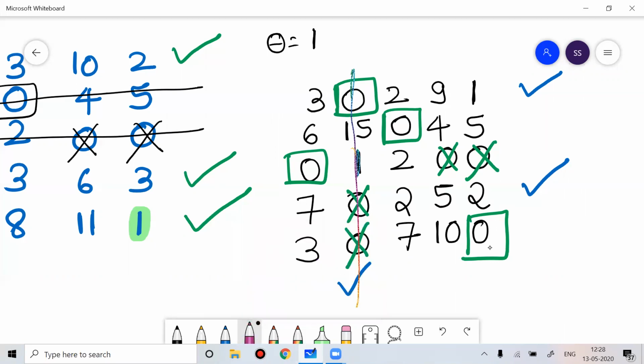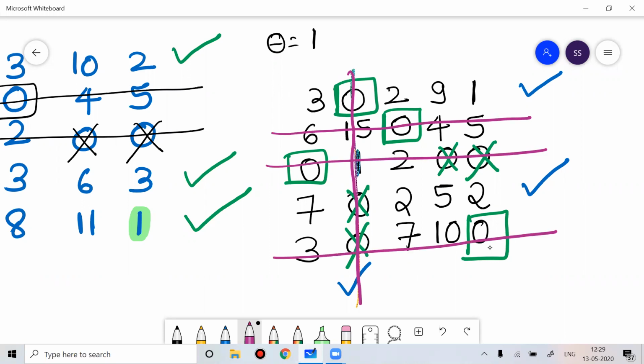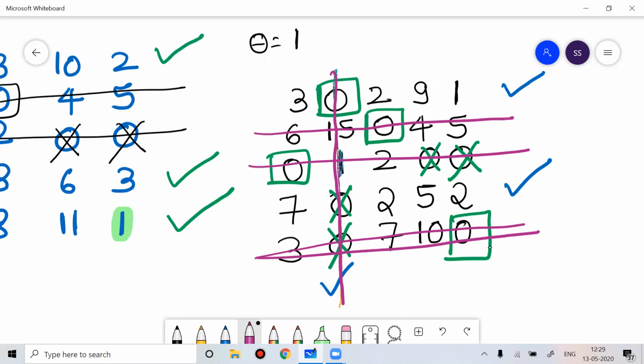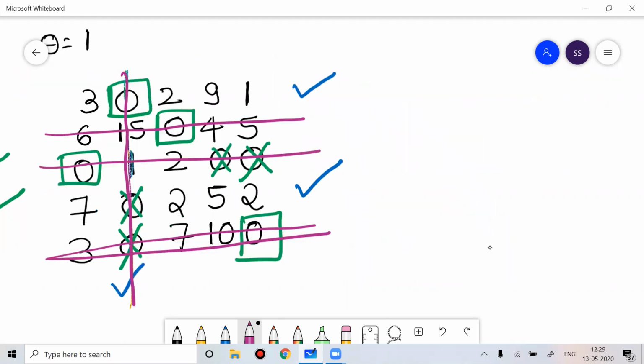Now you have to draw a line over ticked column and unticked row. Okay, now once that part is done, now find the theta. What is the smallest element which is not allocated? Find the smallest element. So that is 1.